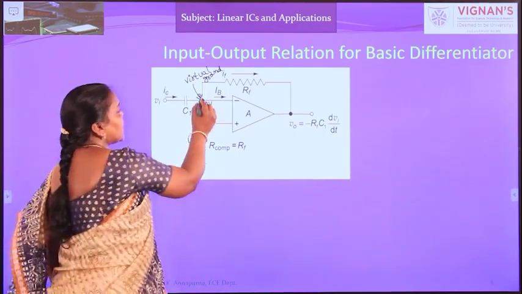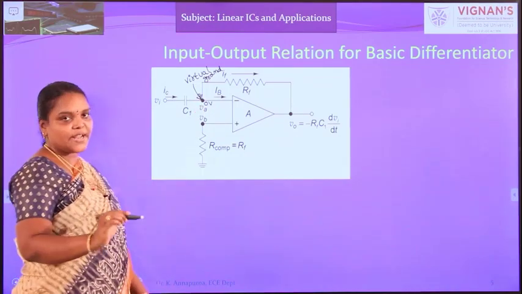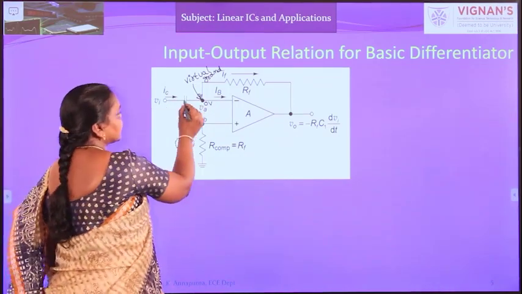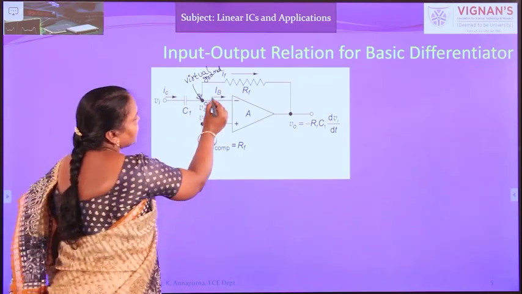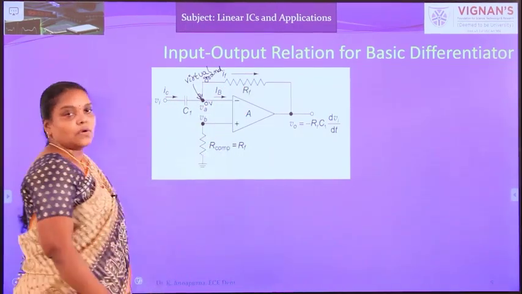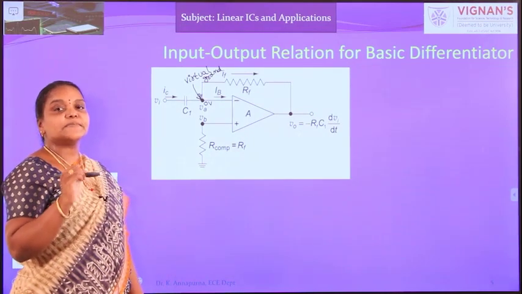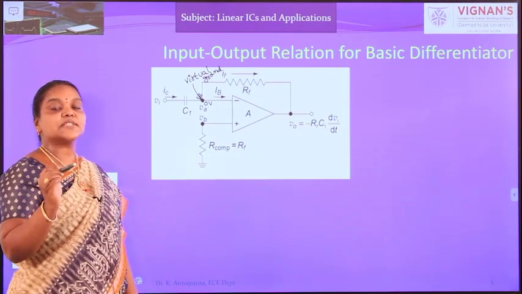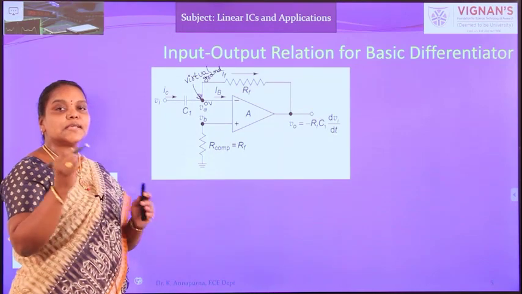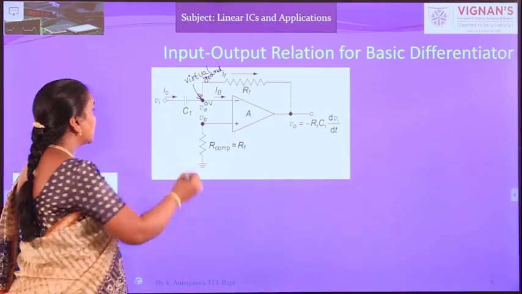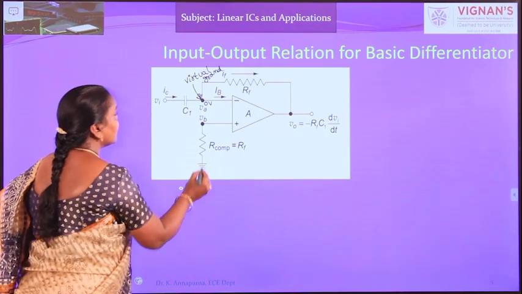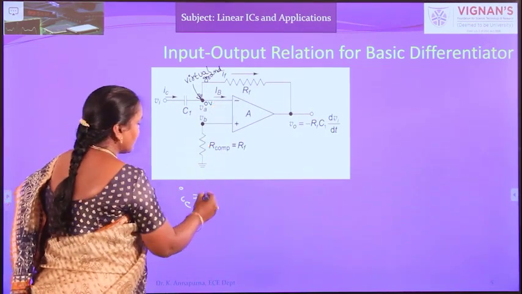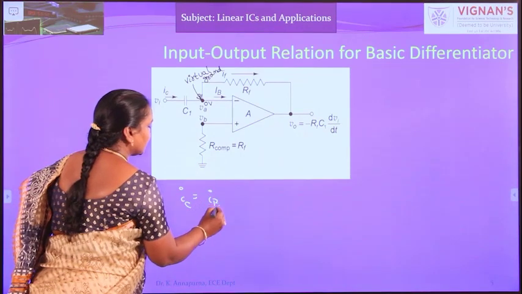So here, how many branches are connected to this? 3 branches. The first one is this capacitor, that is IC is entering this node, IB and IF are leaving. Okay, algebraic sum of currents meeting at a junction is 0 means the sum of entering currents is equal to the sum of leaving currents. So here IC is entering, IB and IF are leaving.